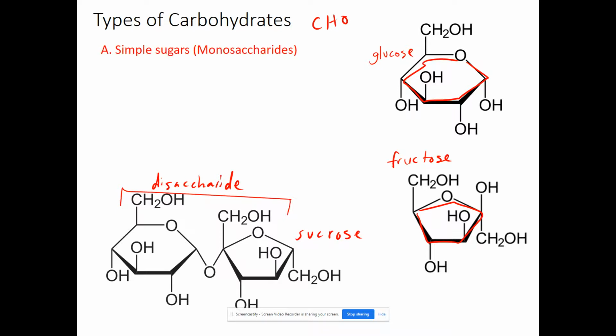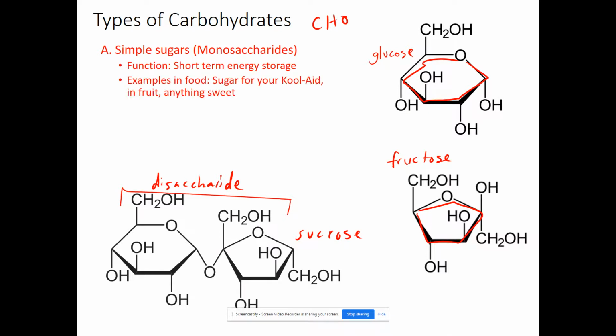So simple sugars are monosaccharides. We have functions. Let's write some functions. So short-term energy storage. This is what it does for us. When you eat it, it only lasts for a short amount of time, the energy that it gives you. That's why you can have something really sugary and have a sugar crash, because it doesn't provide you energy for that long.